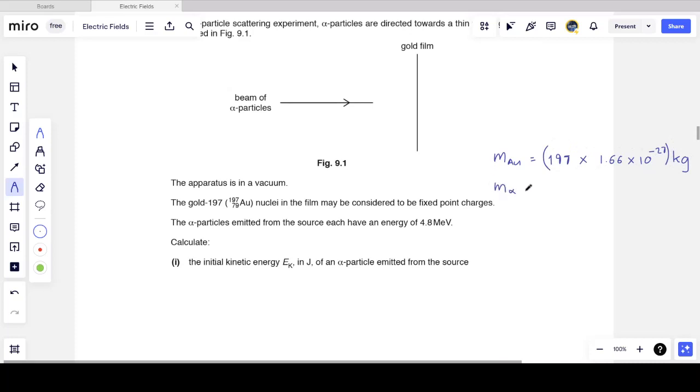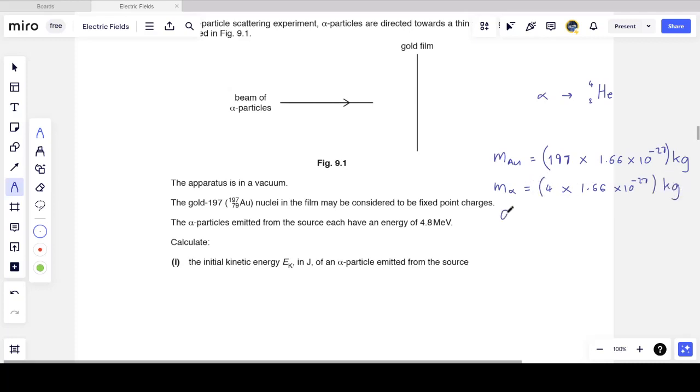The mass of an alpha particle is 4, since I have 2 protons and 2 neutrons in an alpha particle. Remember, the alpha particle is a helium nucleus, 2 protons, 2 neutrons. So Z is equal to 2 and A is equal to 4. That's 4 times 1.66 times 10 to the minus 27 kg.